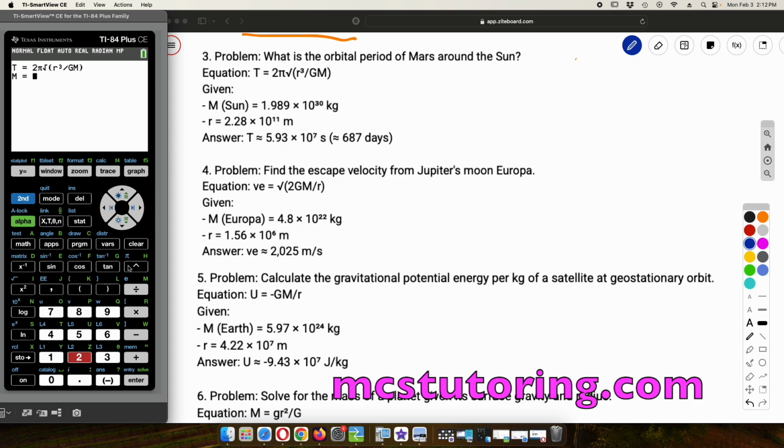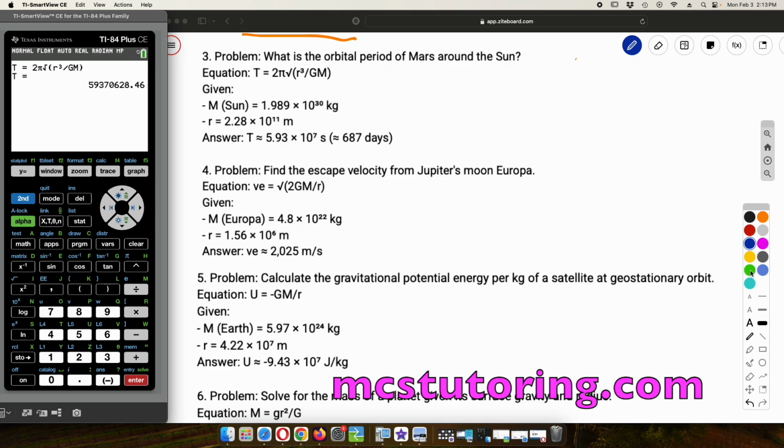Mass of the sun, like I'm supposed to know that. I hope that is a given. 1.989 times 10 raised to, that's the caret symbol, C-A-R-E-T, I think. I'm not exactly sure. Radius, that's the distance from the sun: 2.28 times 10 raised to the 11th. Okay, good. And then T is approximately, okay.